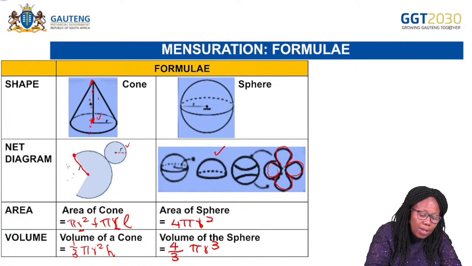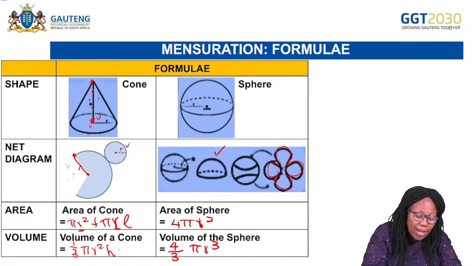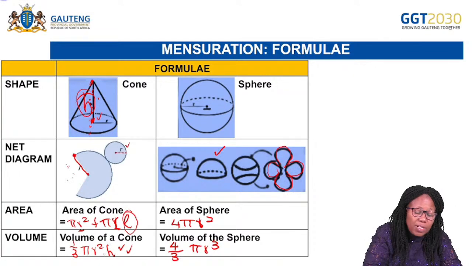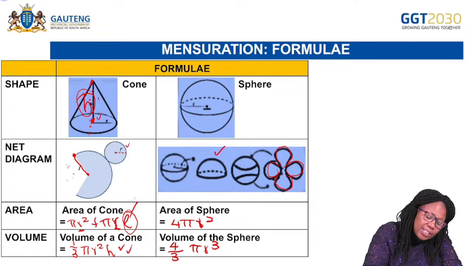Let me clarify one thing. When we are referring to the height here, we are referring to the height of the cone that will be indicated there, okay? And then this L now is different from that particular height. Sorry for that confusion, grade 12. That L is indicating the slant height. We call it the slant height.